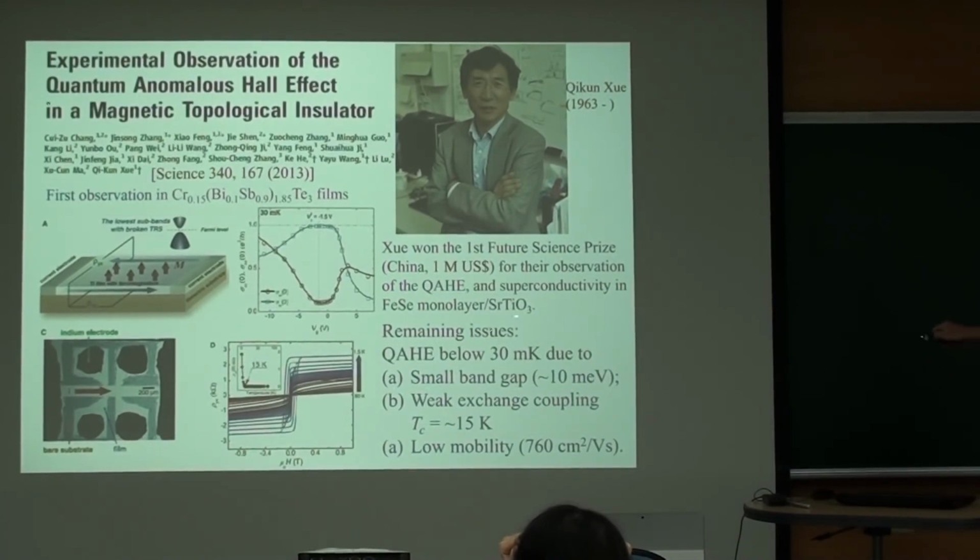My main point is, what can we do? Although they discovered this at 30 millikelvin, which is very low. And why is that? People speculate, including myself, because the band gap is tiny, 10 millielectron volts, and the exchange interaction is weak because it relies on dilute magnetics. Another thing is low mobility, because maybe when you introduce magnetic impurities, you also increase resistivity.